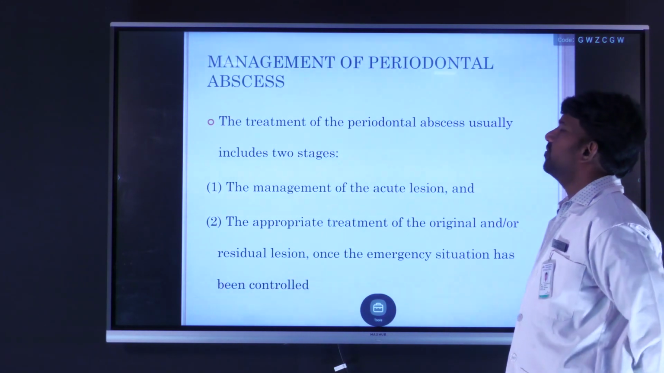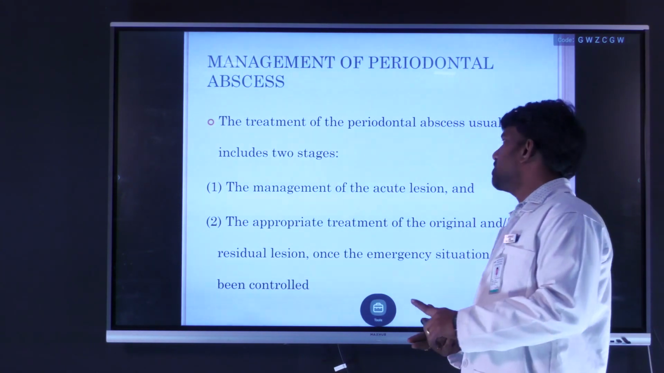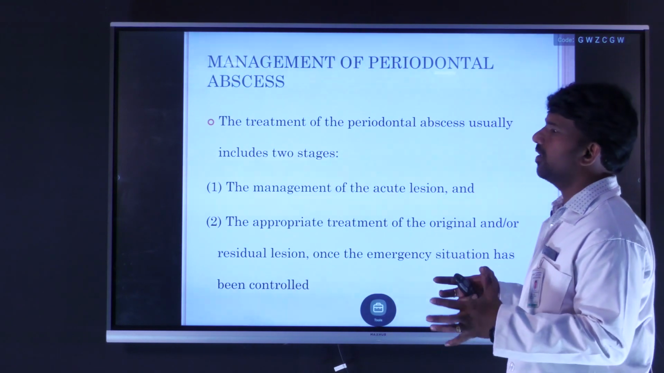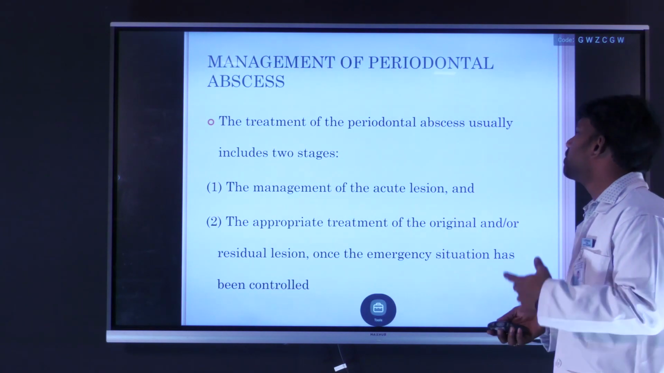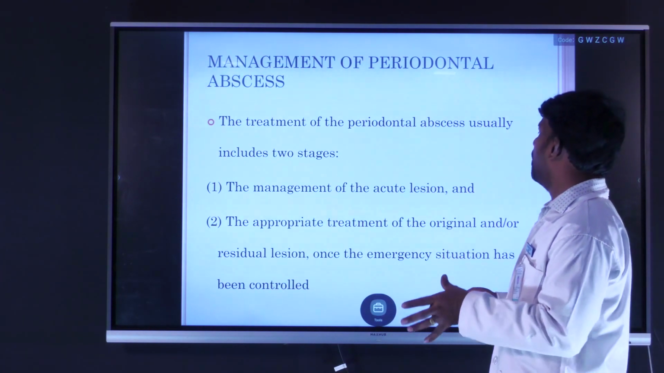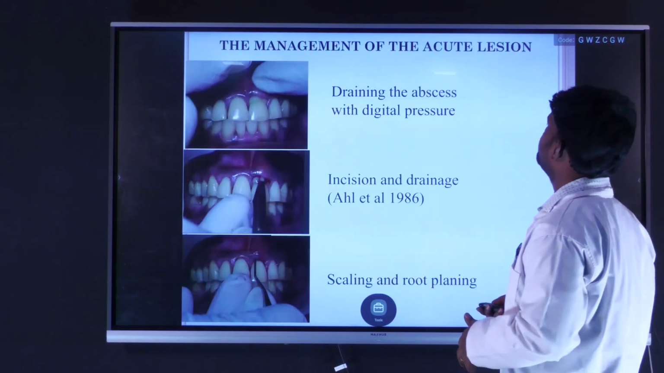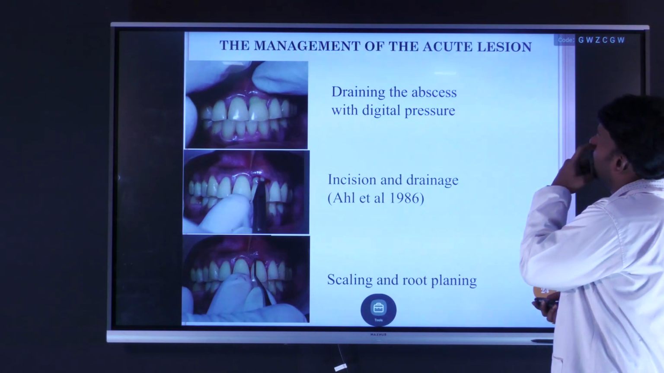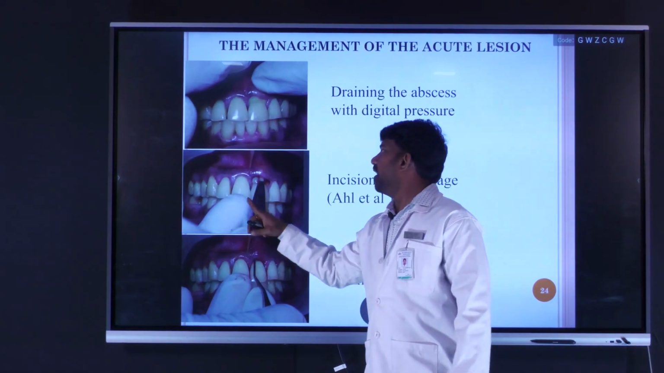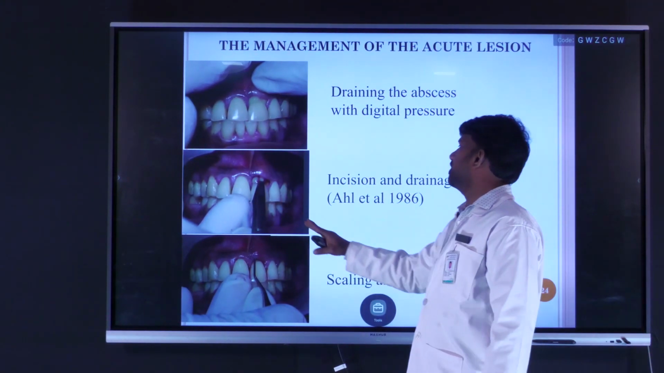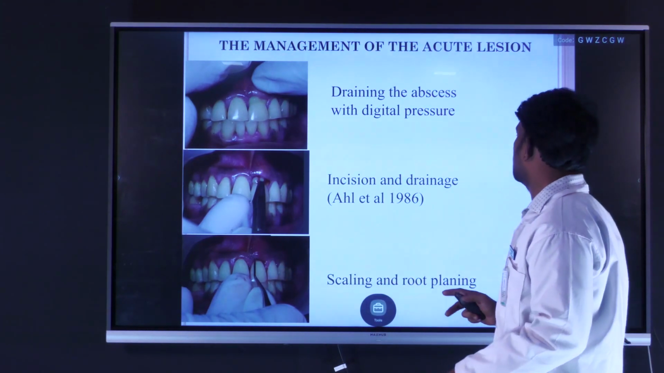Management of periodontal abscess: the treatment lands up in two portions, one non-surgical and the other surgical. Non-surgical is localized; whatever the local factors are can be removed. The periodontal treatment usually includes two stages. One is management of the acute lesion, then appropriate treatment of the original or residual lesion once the emergency situation has been controlled. Like you can see in a case there, management of the acute lesion, where you can see the localized pus, and incision and drainage is done, and after incision and drainage any localized collection of granulation tissue can be removed with scaling and root planing.